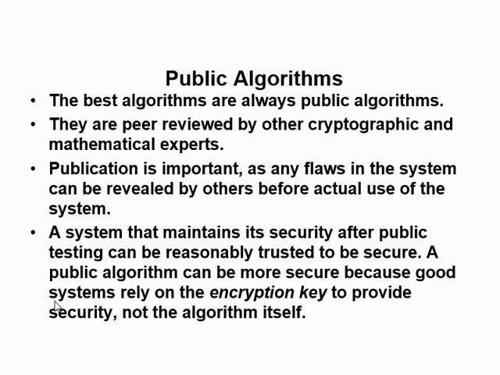So public algorithms, the best algorithms are always public, and I talked about this a little bit in the previous unit. And why is that better? Well, first, they're peer-reviewed by other experts, both in cryptography and mathematical experts, and they can vet these algorithms to make sure that they're secure. If there's any hole or if there's any problem with these algorithms, the larger scientific community and cryptographic and mathematical professionals will find those problems. So publication is important since flaws in the system can be revealed by others before actual use of the system. So a system that maintains the security after public testing can be reasonably trusted to be secure.